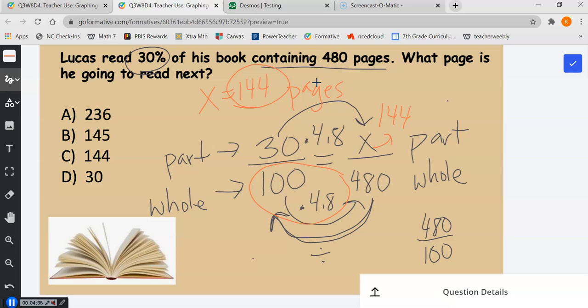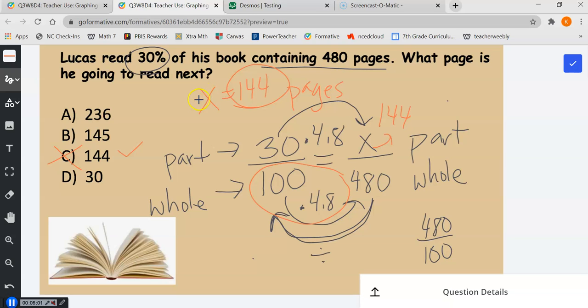Now, if I did not follow the test-taking strategies that I've taught you this year, then I would probably select C, which is not correct. Now let me remind you of the test-taking strategies I've taught you. First, I taught you when you think you have the answer, you should reread the question. Okay, so I'm going to reread the question. What page is he going to read next?